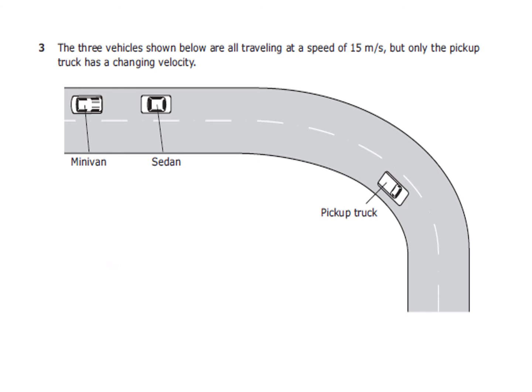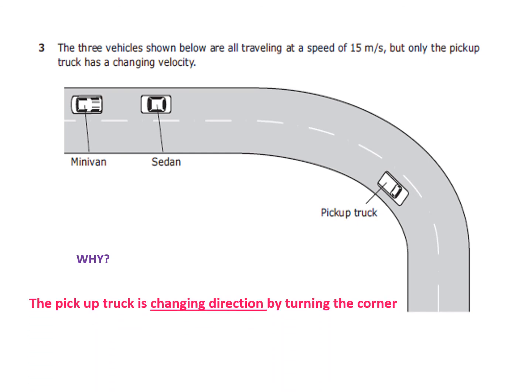Here's an example. It says 3 vehicles shown below are traveling at the speed of 15 meters per second, but only one of the pickups has a changing velocity. If they're all traveling at the same speed, 2 of them are going straight with no change in velocity, but one of them is changing direction. Which one? That would be the pickup truck, because the pickup truck is turning.